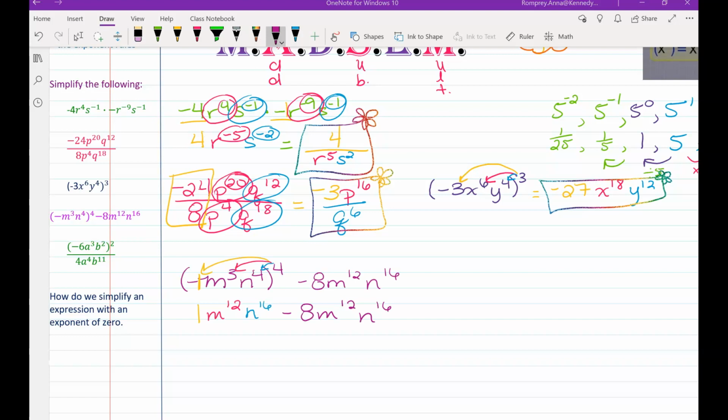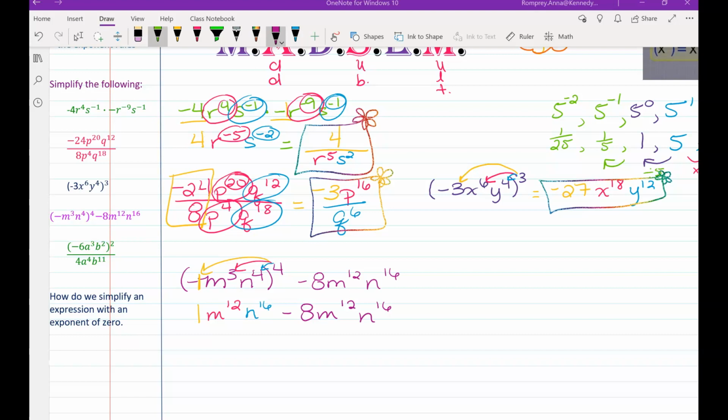All right, so I simplified so far and I wanted to pause to see how you guys did. So remember, this is a negative 1 in front, so negative 1 times negative 1, positive 1, times negative 1, negative 1, times negative 1, positive 1. So we're just left with 1, and then I got m to the 12th, n to the 16th. Hopefully you got that.